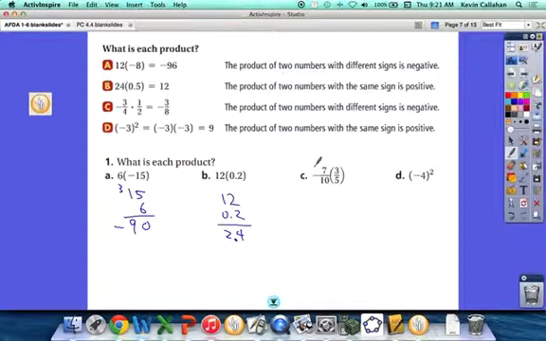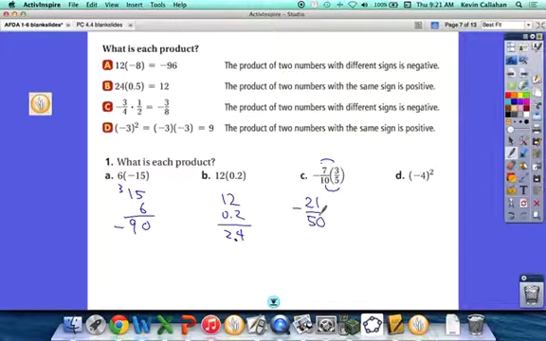Okay, multiply this one. It's fractions. So how do we do the fractions? There is a negative in front, but just multiply straight across, right? 7 times 3, 10 times 5. So that'll be negative 21 over 50.